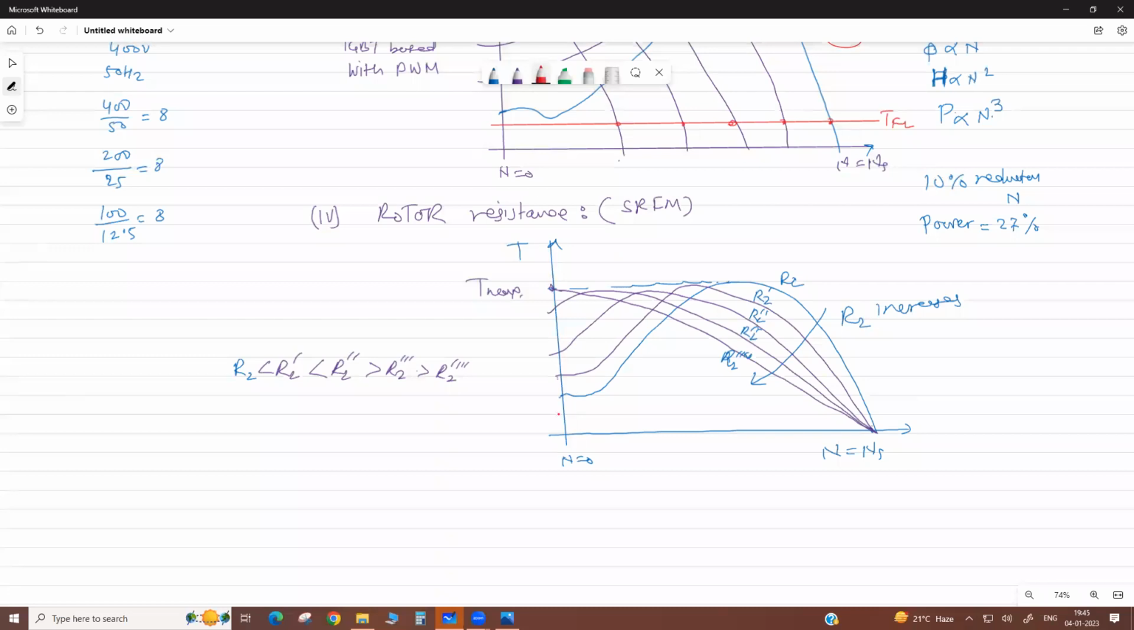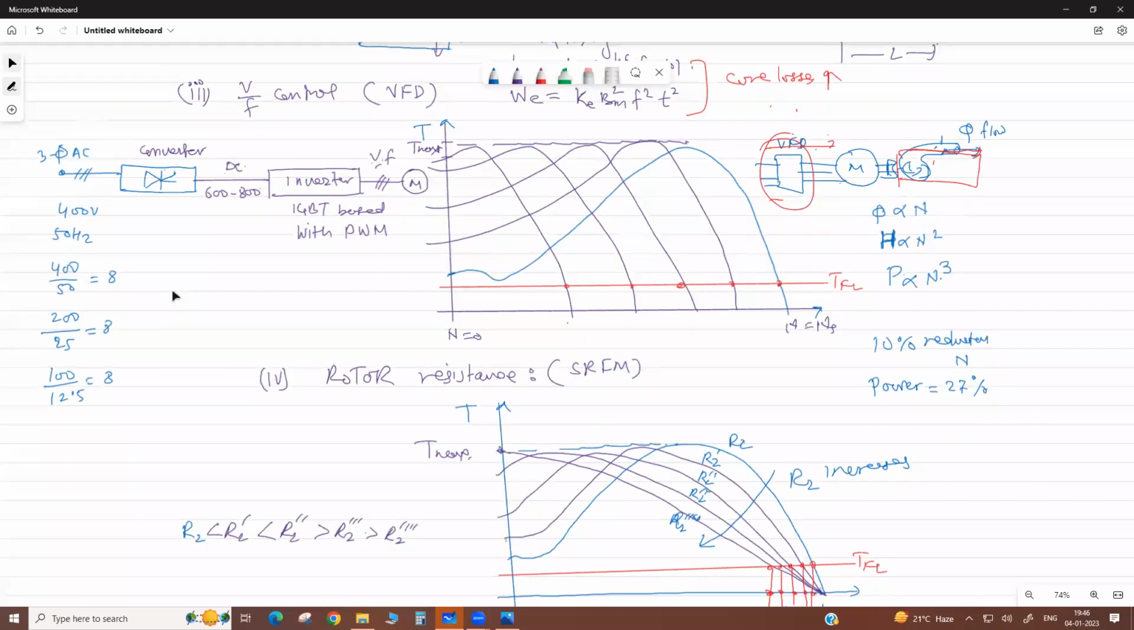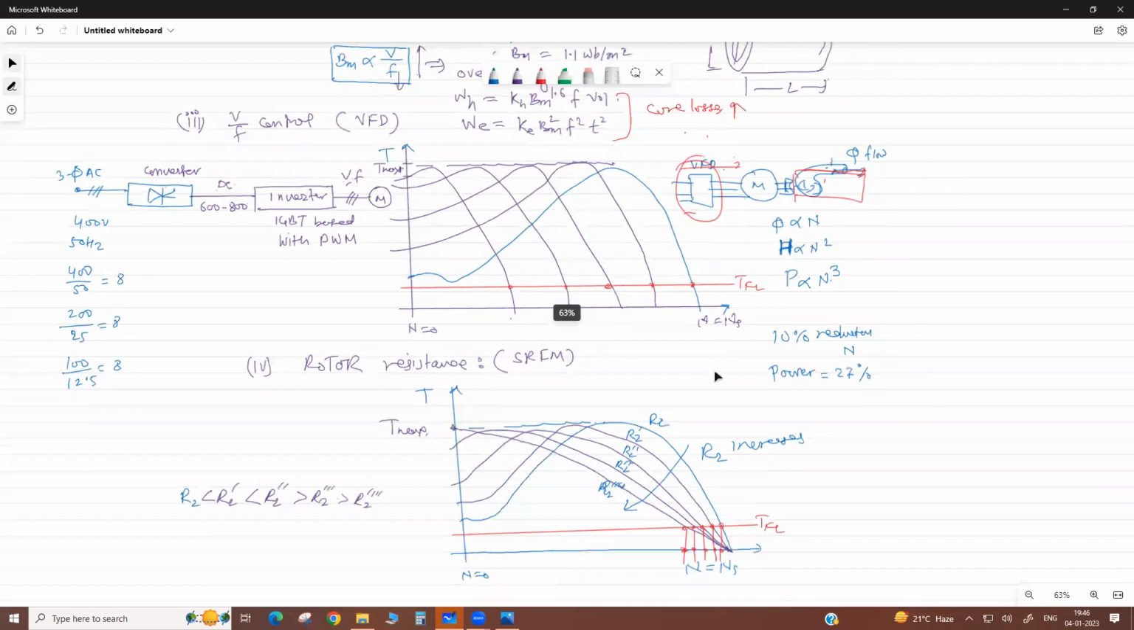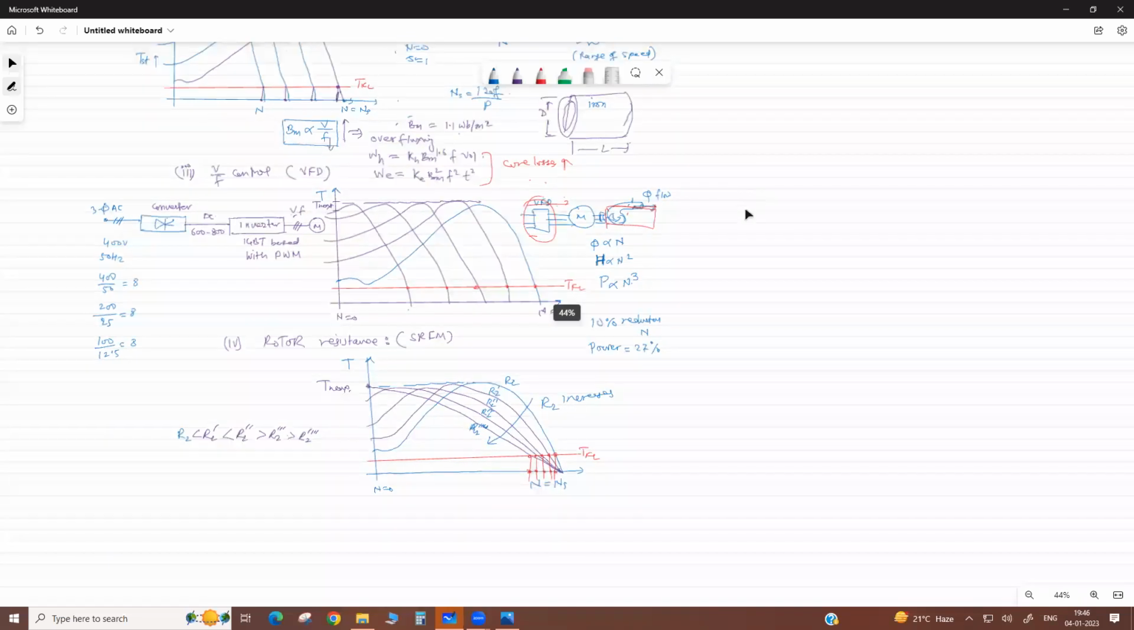It means if suppose this is your load again, your speed is reduced here. Correct? Your operating point is shifted with a new curve. Then see, this is your speed. So speed control is by voltage control, frequency control, resistance control, or V by F control.